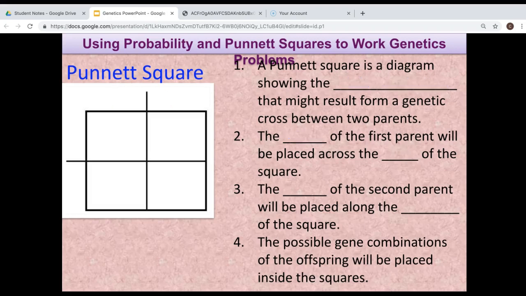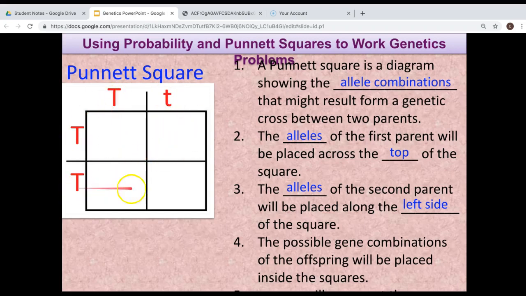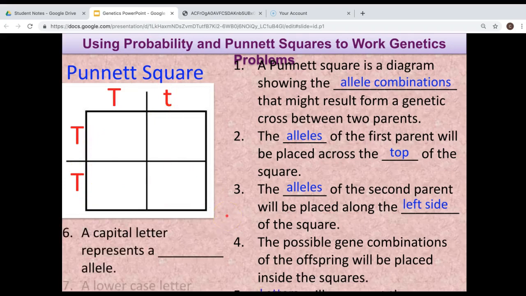So we're going to look at a Punnett square, which is a diagram that shows allele combinations and what could result from a cross between 2 different parents. We always place the alleles of 1 parent on top and the alleles of the 2nd parent on the side, left side that is. And then we mix those, okay? So we'll bring these 2 together, there and there. We put them here. Here goes here. Here goes here. There, there, then there. Okay, it's pretty simple. I think you'll understand it.